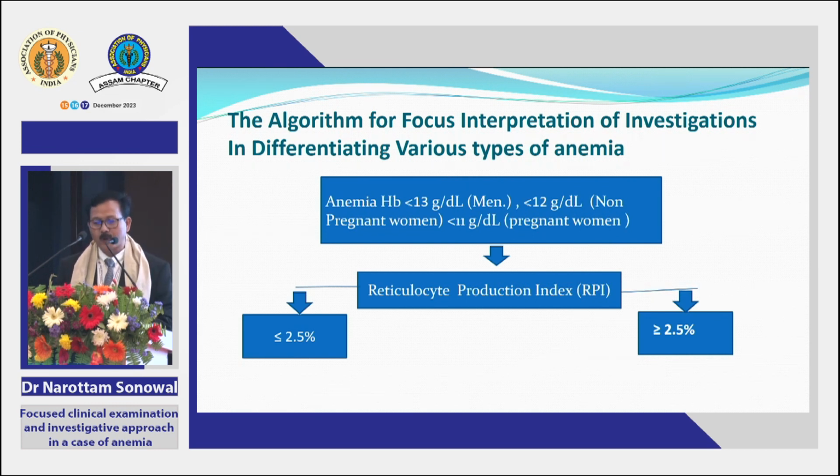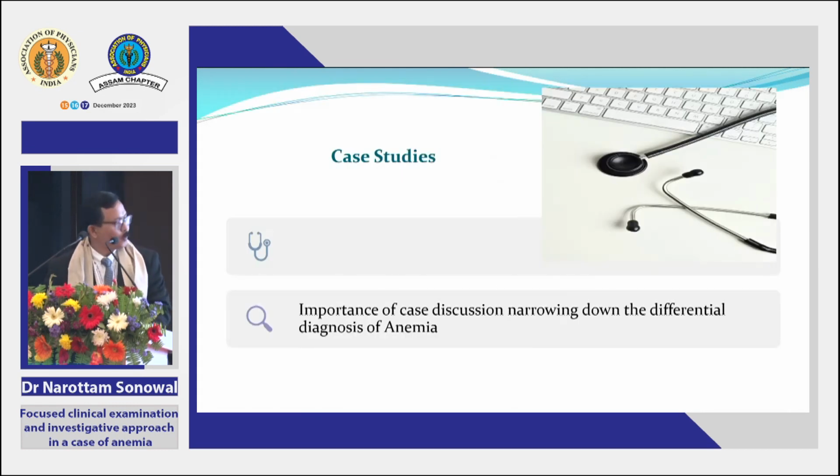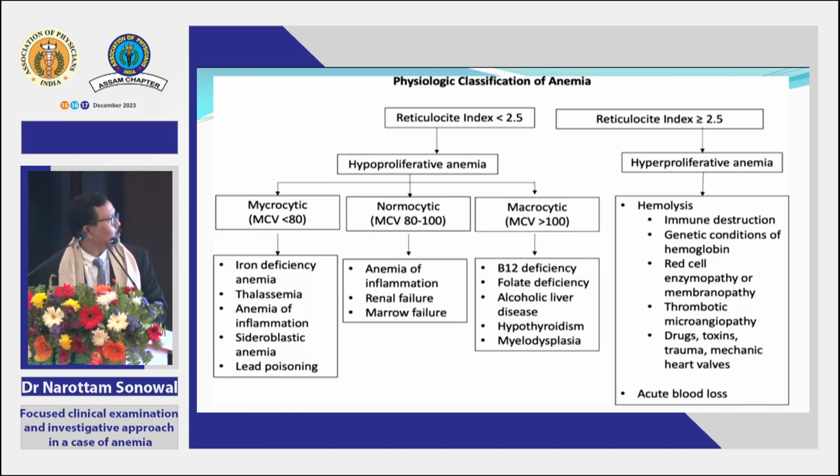Then, if it is less than 2.5, we go for the MCV test. That means red cell morphology. If it is macrocytic anemia, the MCV is more than 100. Hypoproliferative type of anemia, then we should think it may be vitamin B12 deficiency, folate deficiency, alcoholic liver disease, hypothyroidism, or myelodysplasia.